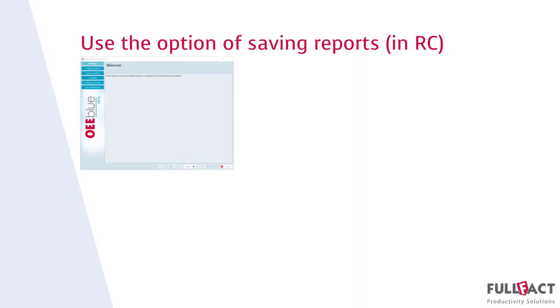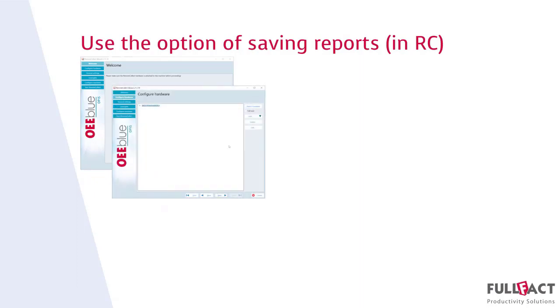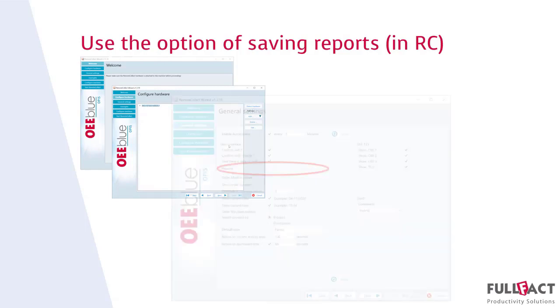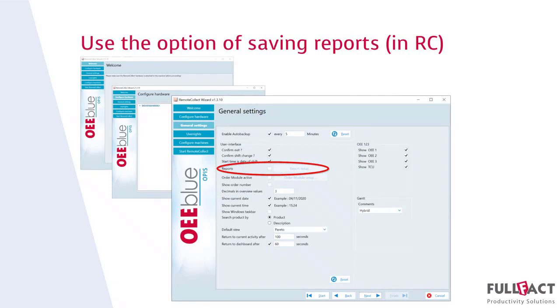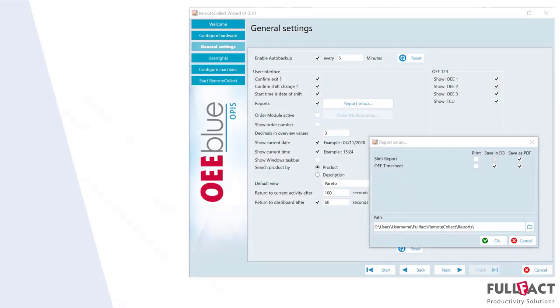This is the setup screen of the Remote Collect. The first screen, press next. This is the hardware section where you define your sensors. Press next and you come into the general settings. You see one of the general settings is the reports, and as soon as you select the reports, it will pop up with a report setup screen where you can define which reports you want to save in what location. Of course, it is still possible to print both of them. It's a shift report and OEE timesheet, Gantt chart.